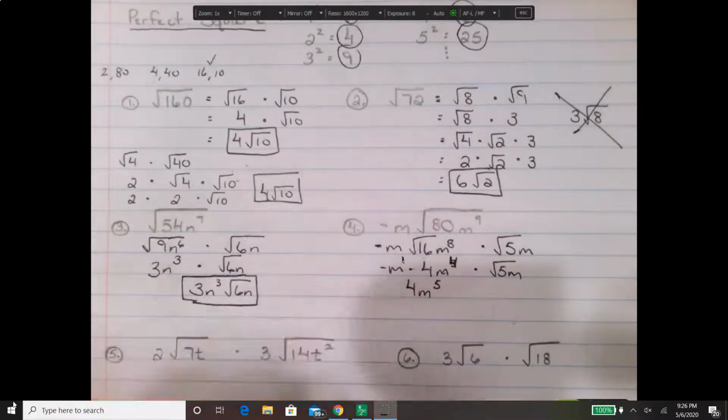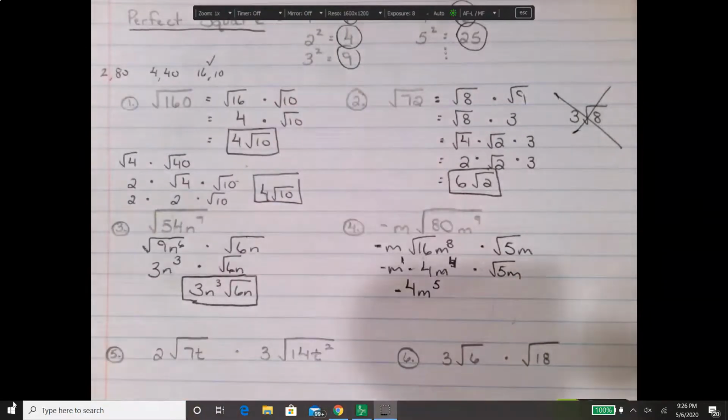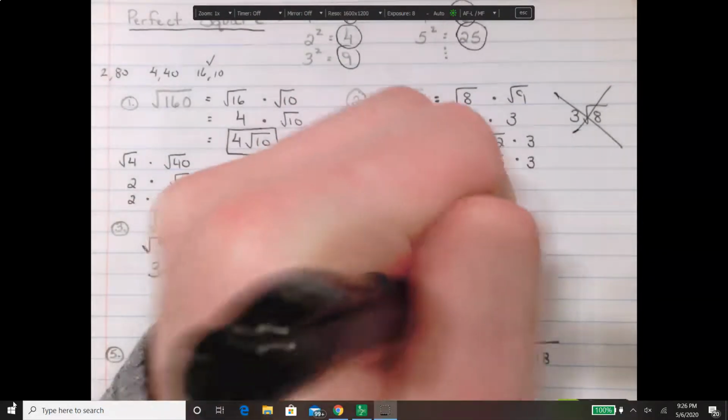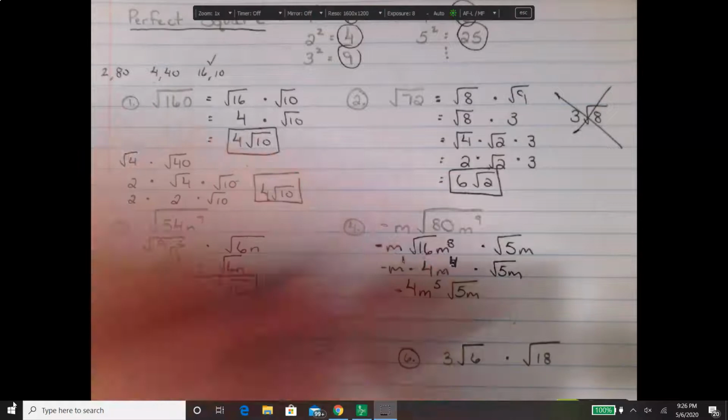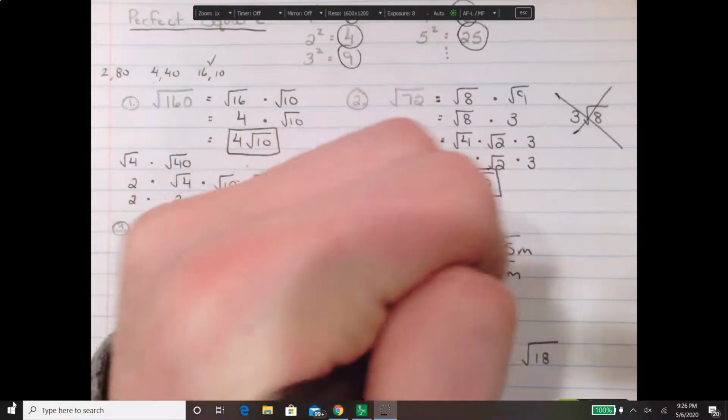Now that first m was negative, so I'm going to include my negative symbol, and then that is times 5m. So your final answer on this one is going to be negative 4m to the fifth times radical 5m.